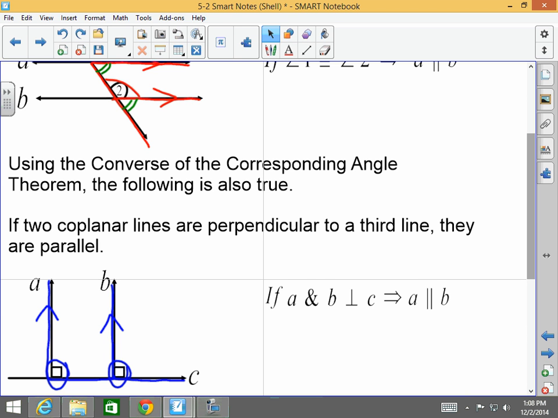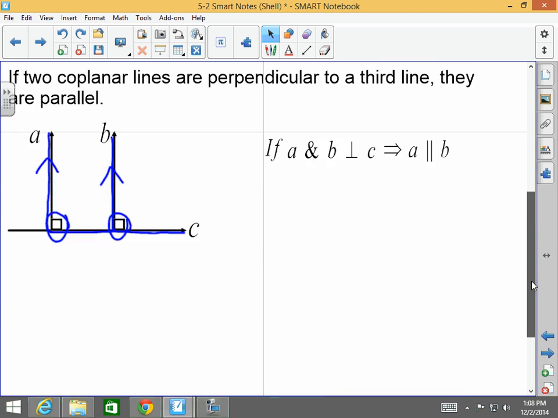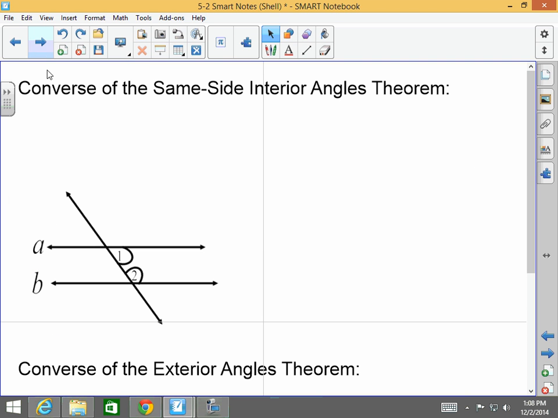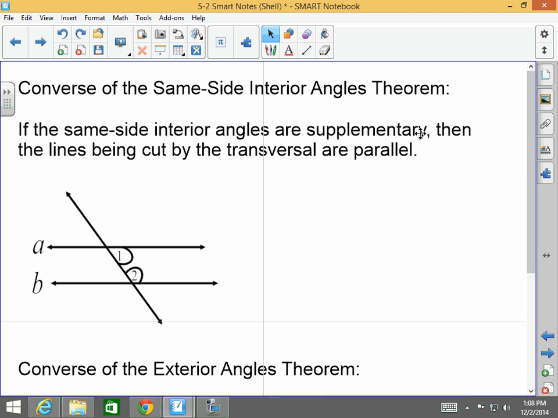Does that make sense? That's it for that page too, right? Okay. Perfection. All right.